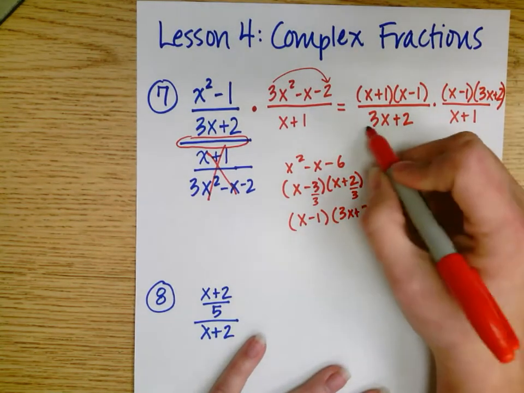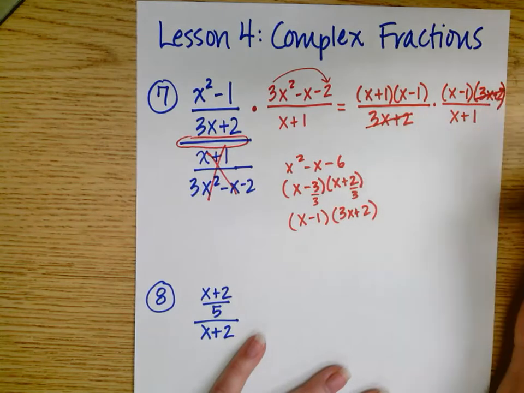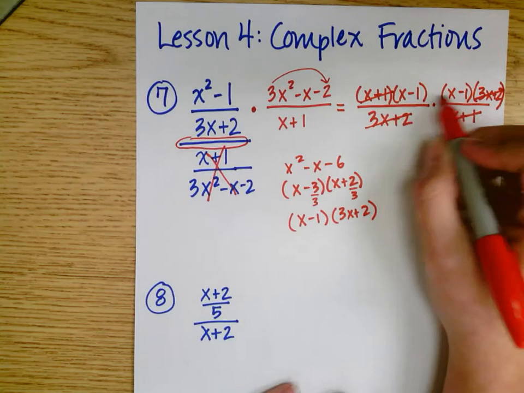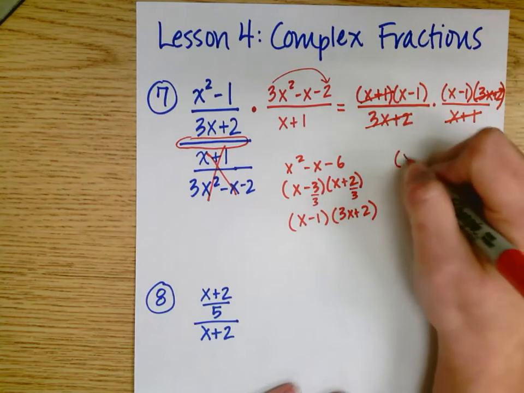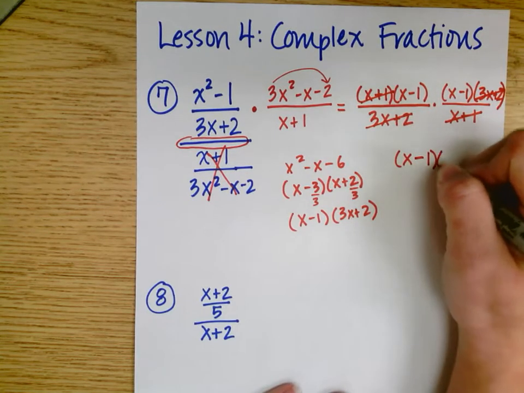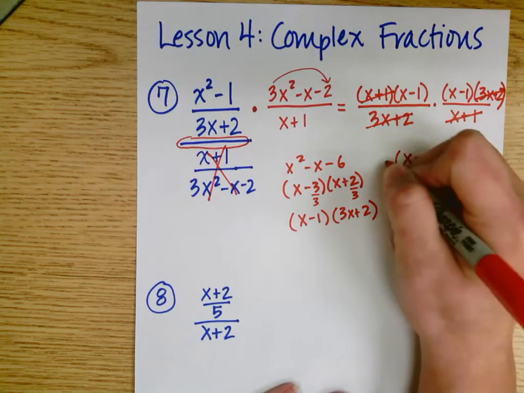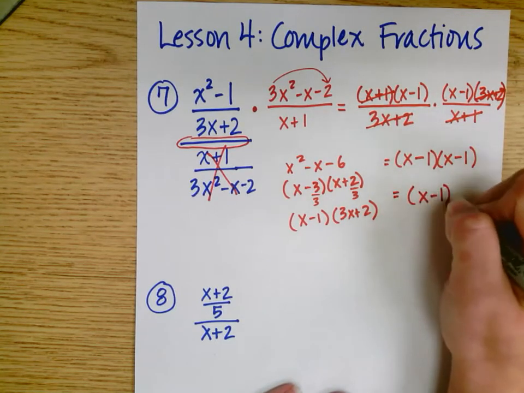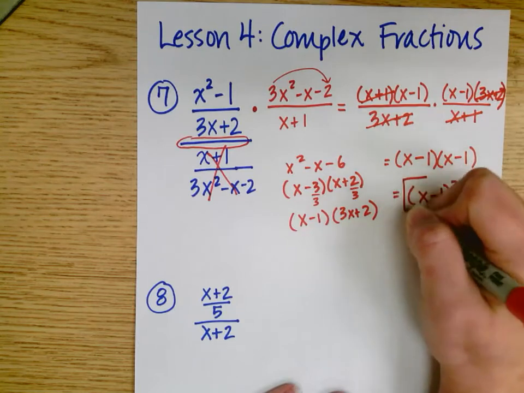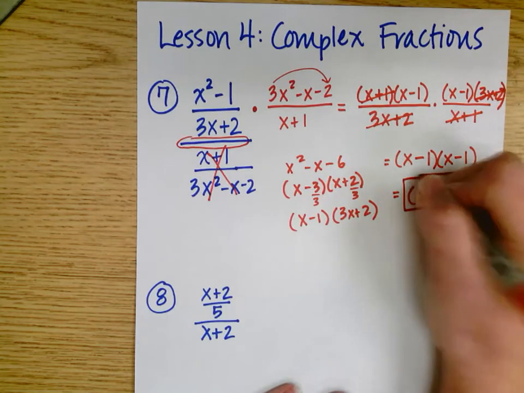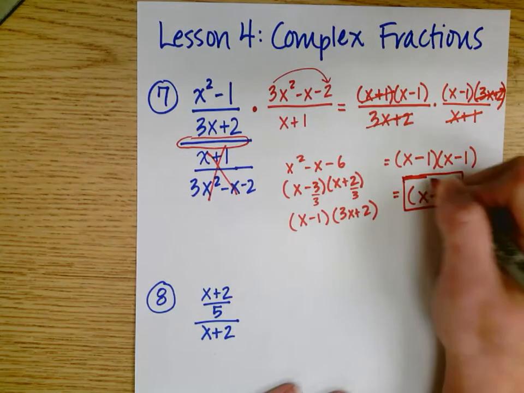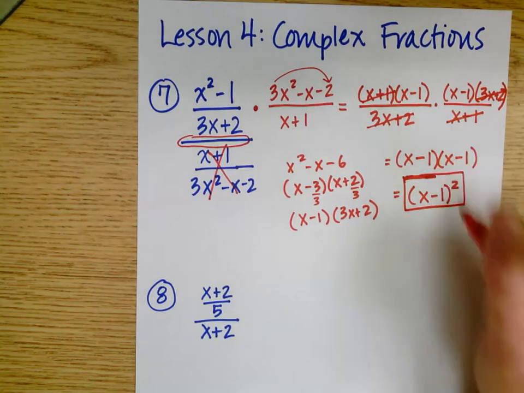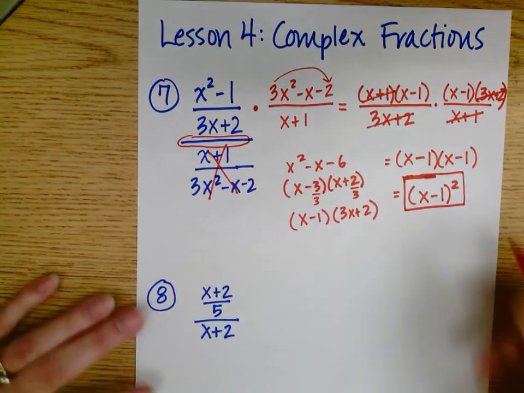Yeah, my 3x plus 2's cancel, and my x plus 1's cancel. I already knew that. And so everything cancels except for I have x plus 1 times x minus 1 times x minus 1. But you all know that we can write that a little bit shorter. We can write it as x minus 1 squared. Alright, so that's the answer to problem number 7. I like it written this way, not that way. That one makes me happy.